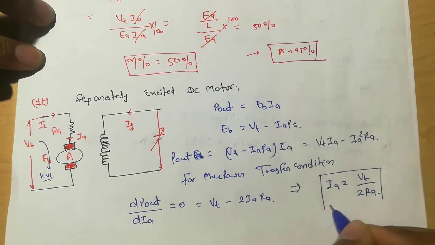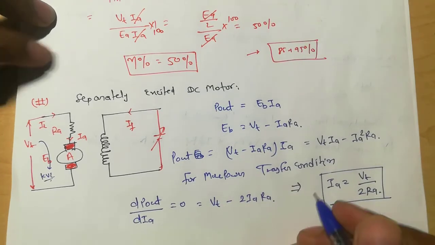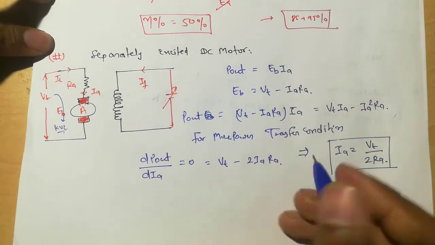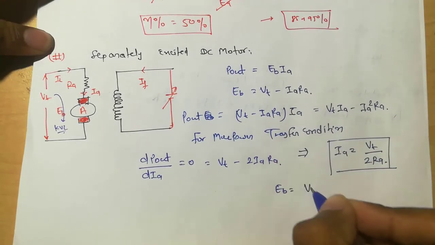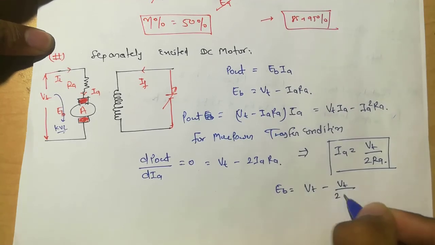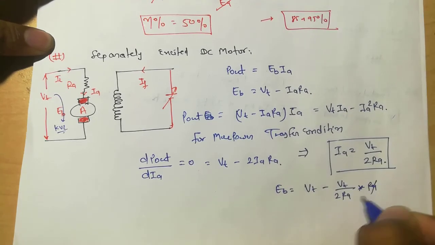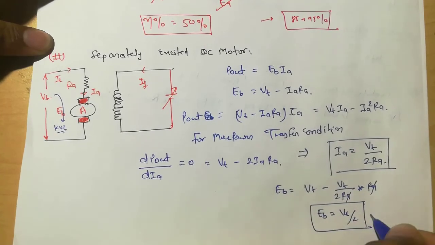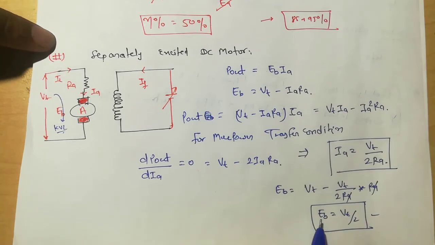Okay, is it right? Now in terms of voltages, we put in the value of IA here. Then we get the back EMF value as VT minus VT upon 2RA into RA, which gives the back EMF value as VT by 2. So in the case of a motor, the back EMF is exactly half of the terminal voltage, or we can say the terminal voltage is double the back EMF.